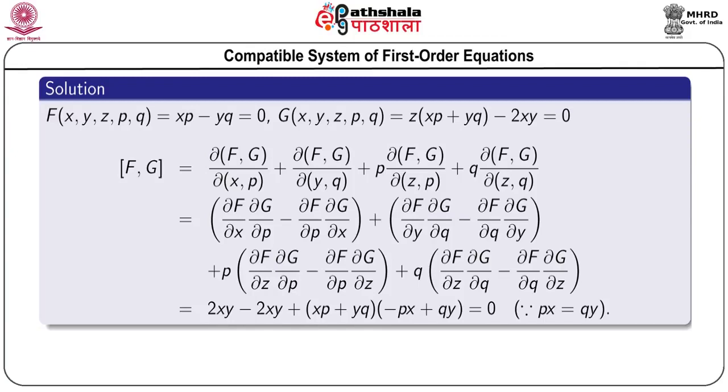Where capital F is given and capital G is given. So, if you compute this, we will get the value of box (F,G) equals 0. Thus, it indicates that the equations xp minus yq equals 0 and z into (xp plus yq) minus 2xy equals 0 are compatible systems.